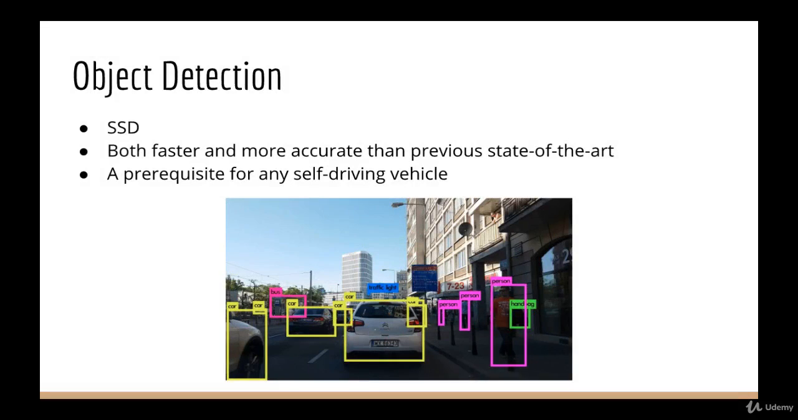The first of these systems is object detection. We'll be looking at a state-of-the-art algorithm called SSD. SSD is a real milestone in object detection because it is both faster and more accurate than the previous state-of-the-art. This is not just a nice computer science project, but a prerequisite safety requirement to any self-driving vehicle. You can imagine that if cars are going to be driving around safely, they need to be able to recognize all the objects around them, and they need to do it fast.